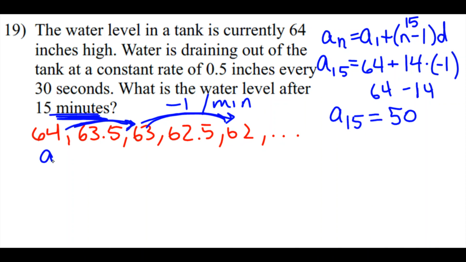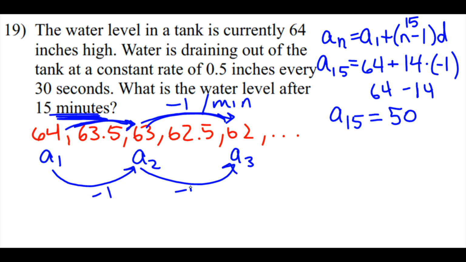You can kind of test this out and say if this is the first number, and this is the second number, and this is the third number. To get to the second number, you subtracted 1 time. To get to the third number, you subtracted 1 2 times. And so if you got to the 15th number, you'd end up subtracting 1 14 times, which is what I did. What is the water level after 15 minutes? Looks like it's 50 inches.